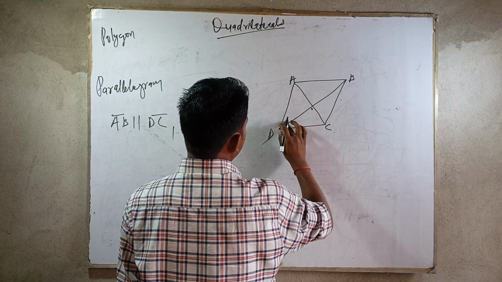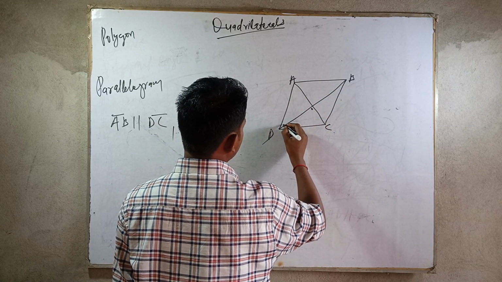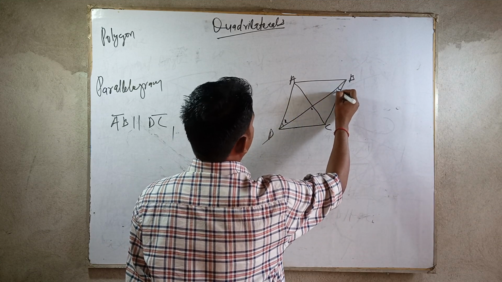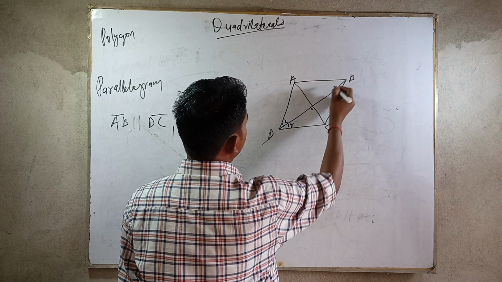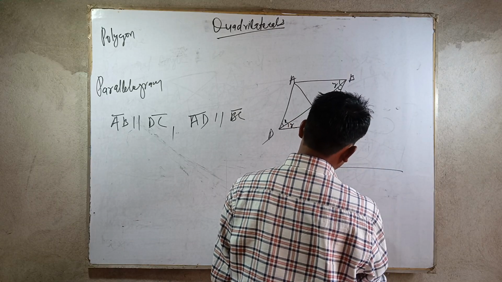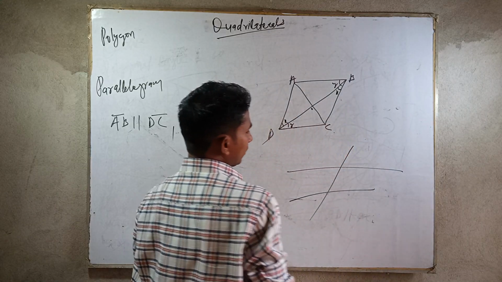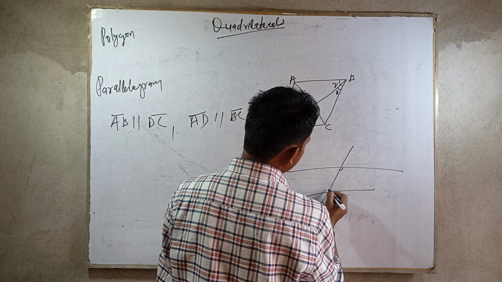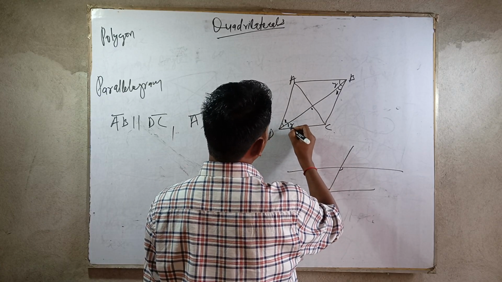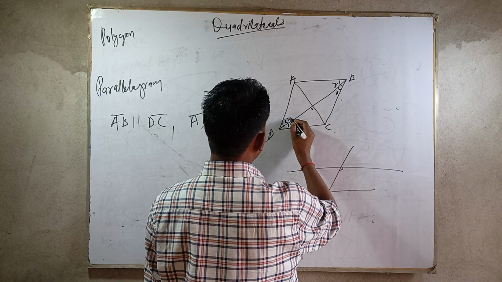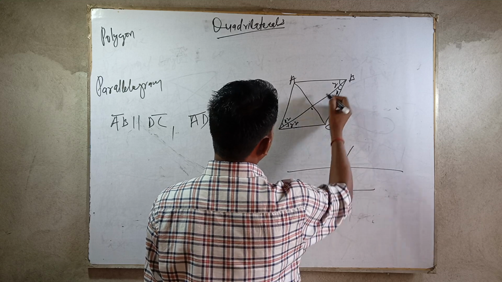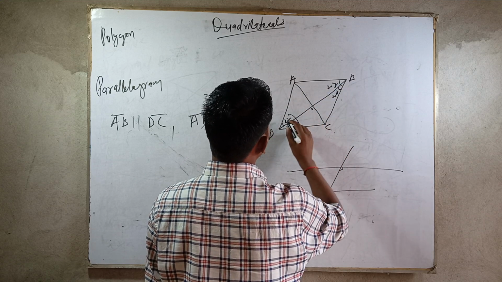One thing: if I say this angle is x degree, then this one will also be x. This one is y, then it will also be y, because I know that at a transversal, alternate angles are always equal. Suppose this one is 30 degrees, then this will also be 30 degrees. If this is 20, it will also be 20. That means both values are 50 degrees.